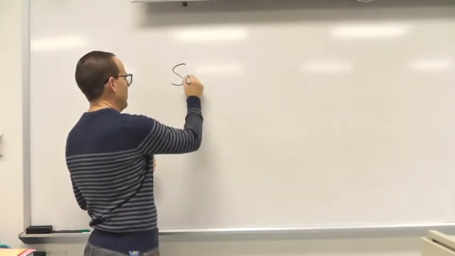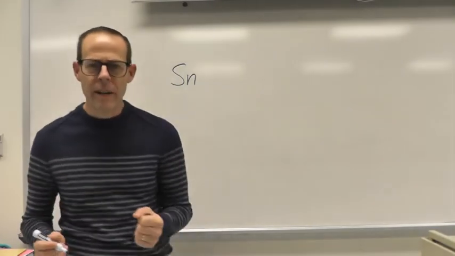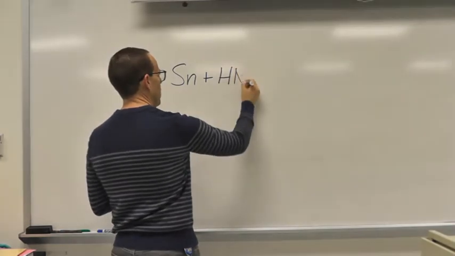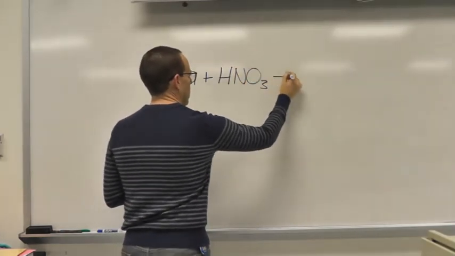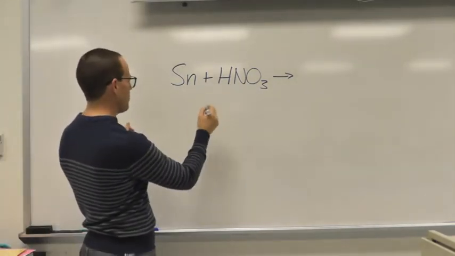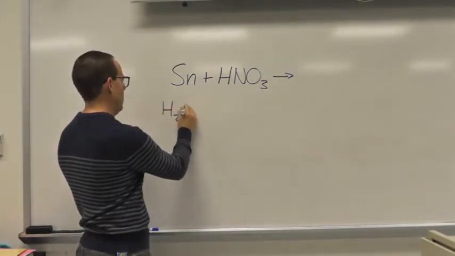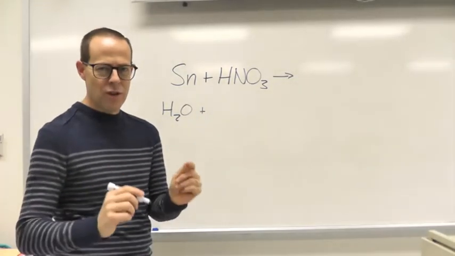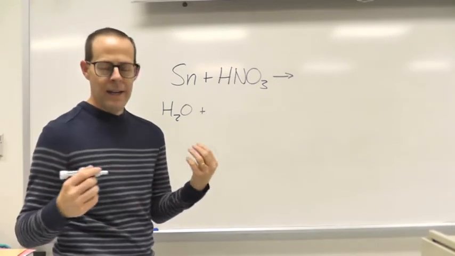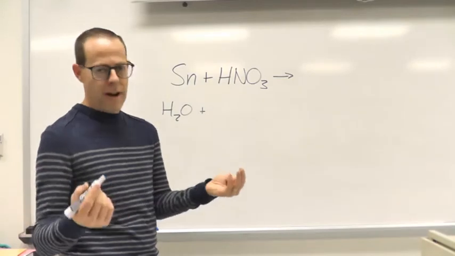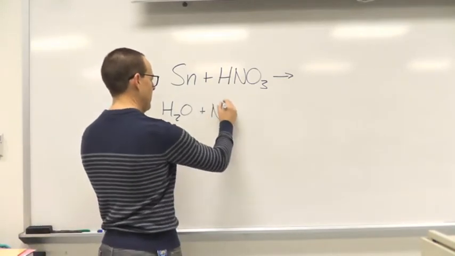We're going to start with tin, and I'm going to react the tin with nitric acid. I think you can see that on the screen. Plus HNO3. And we're going to get three different things. First off, we're going to get water. Second off, we're going to get some kind of nitrogen oxide. So it could be nitrogen dioxide, nitrogen trioxide, dinitrogen trioxide, but some kind of nitrogen oxide.